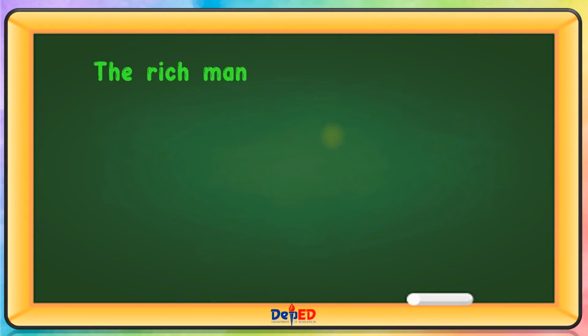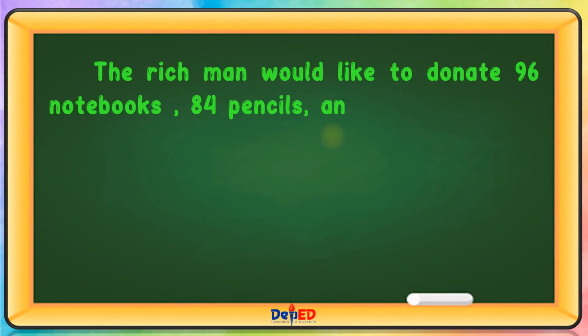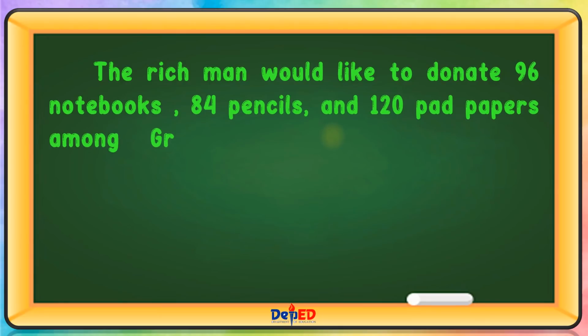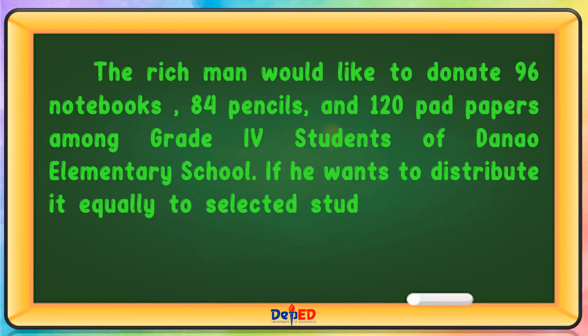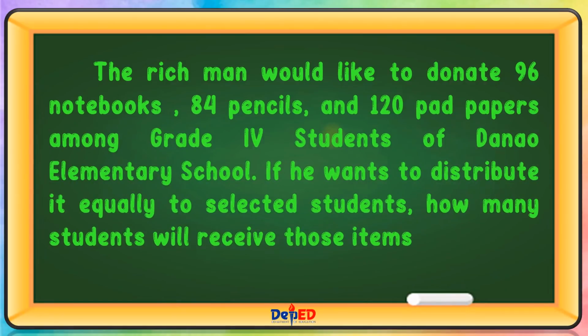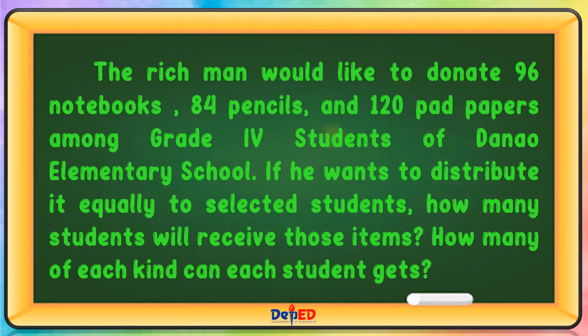A rich man would like to donate 96 notebooks, 84 pencils, and 120 pad papers among grade 4 students of Danao Elementary School. If he wants to distribute them equally to selected students, how many students will receive those items? How many of each kind will each student get?